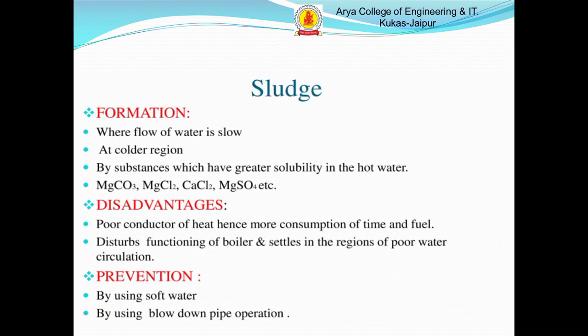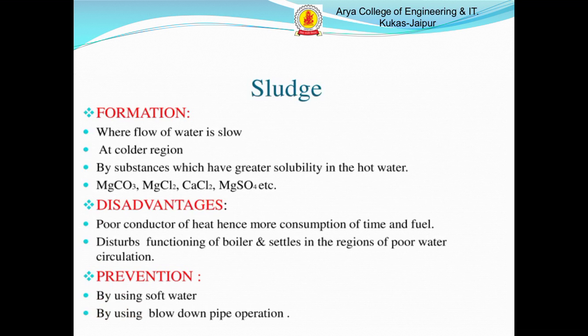Next is the formation of sludge, where flow of water is slow at colder regions, by substances which have greater solubility in the hot water. For example, magnesium carbonate, magnesium chloride, calcium chloride, magnesium sulfate, etc.